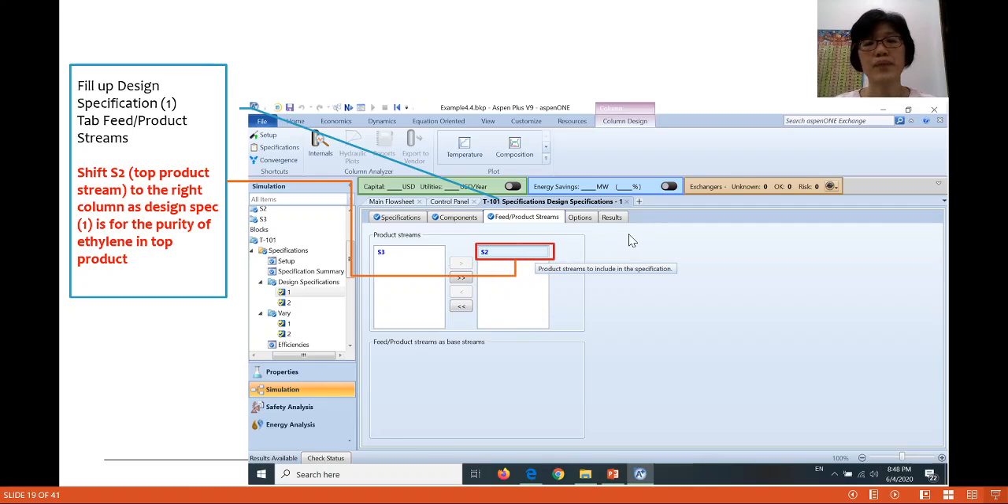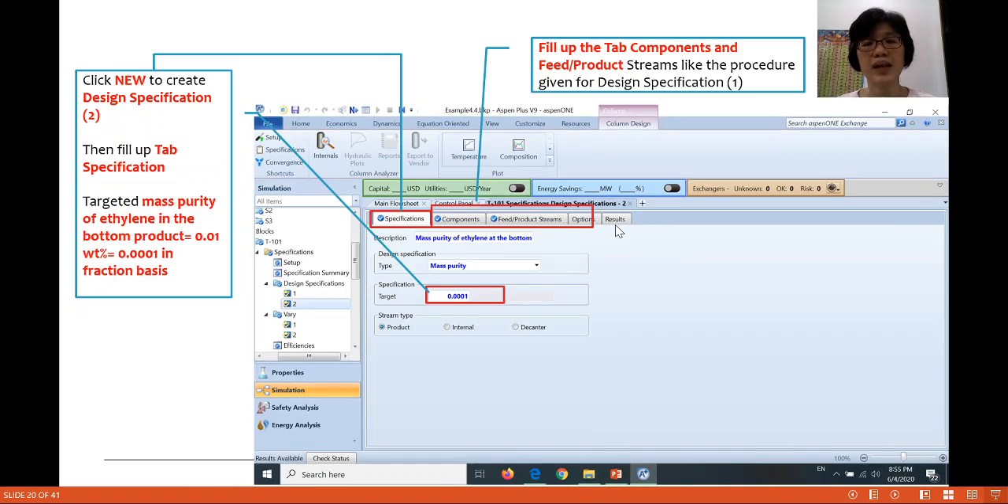Okay. So once you have this done, then you have to proceed to do the same for design spec 2. Design spec 2 is about the mass purity of ethylene in the bottom product. It must be less than 0.01 weight%. So in fraction, this is 0.0001. Okay. Just put it in accordingly. Just follow the same procedure as design spec 1. You have to fill up the 3 tabs here.